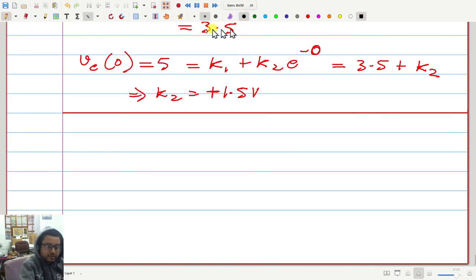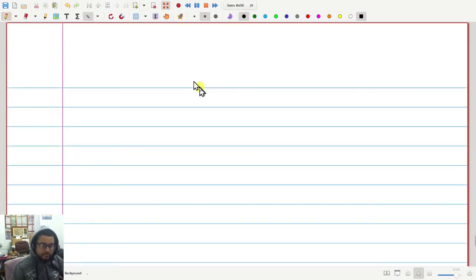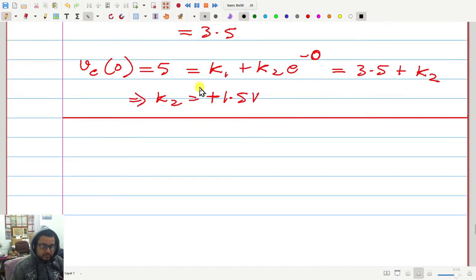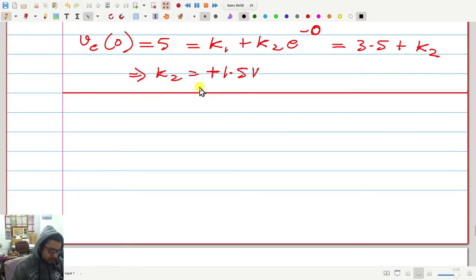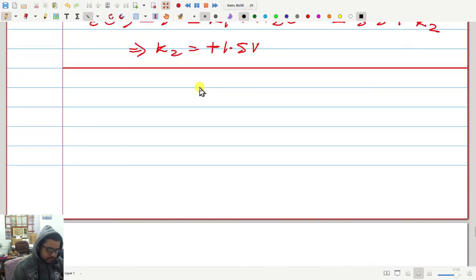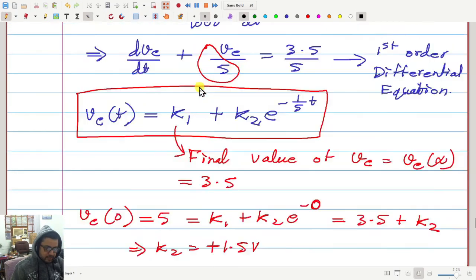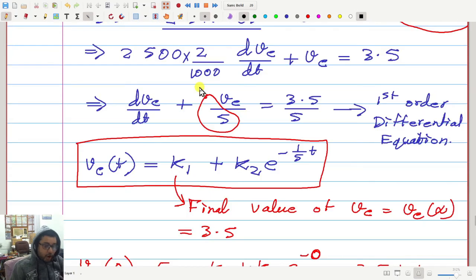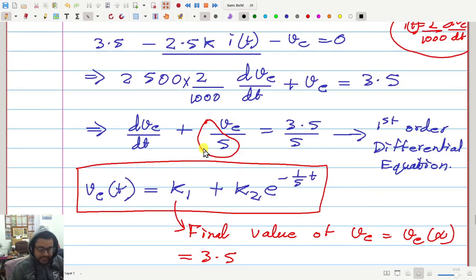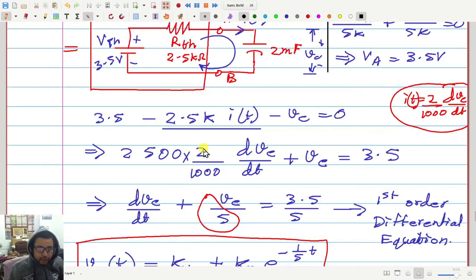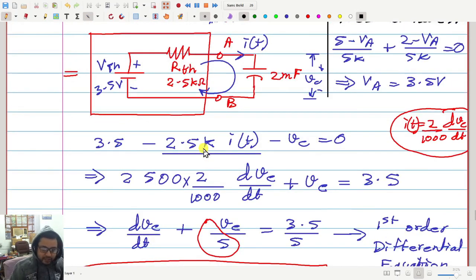Sir, in this type of question, can I just find the Thevenin's resistance in order to find the time constant, and then use the expression K1 plus K2 e to the power minus t by tau and find the value of VC? Oh, yes, you are right. I forgot to mention that. That's a very nice point.